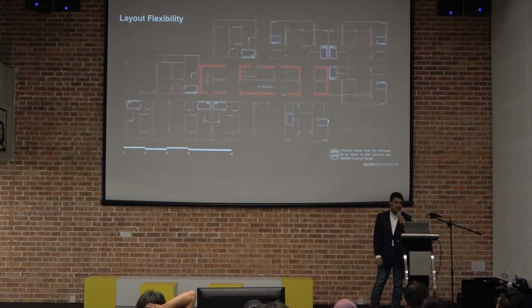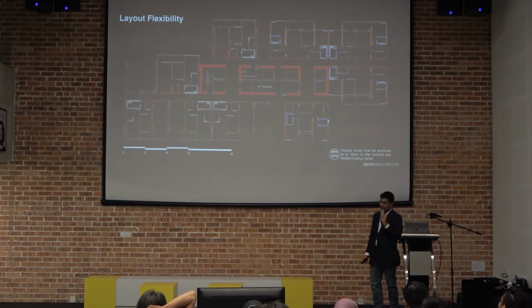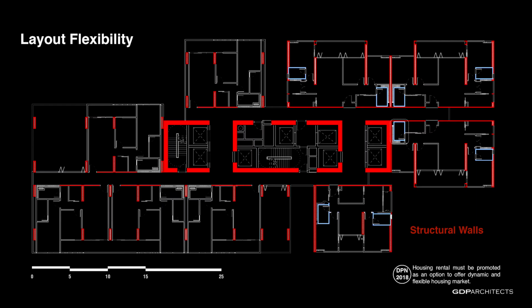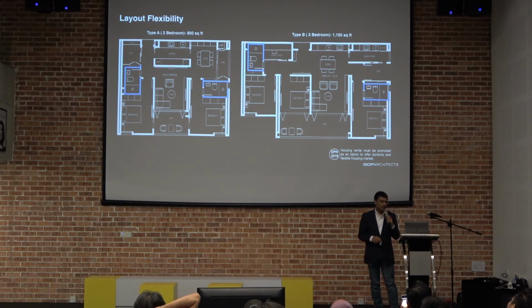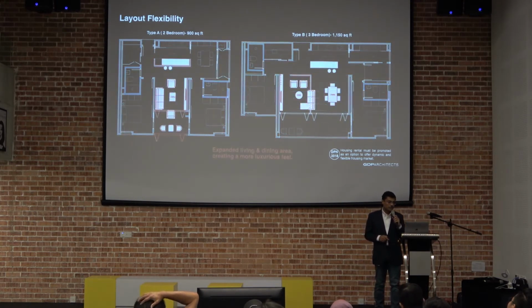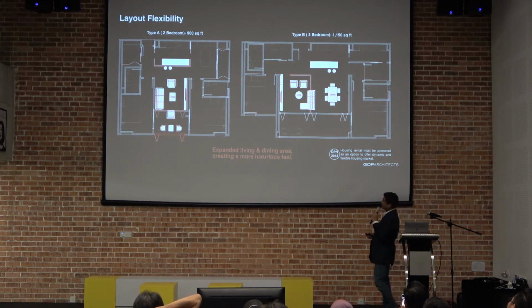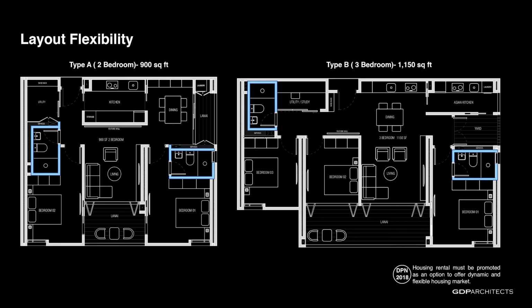Layout flexibility is another key idea of this tower, where all the items in red are the structural elements, and the rest can be built out of lightweight material, and that can be interchangeable. In terms of flexibility in layout, the typical units could be changed and replaced if you need a bigger open plan layout or a bigger living and dining. Things can be modified as you go along.